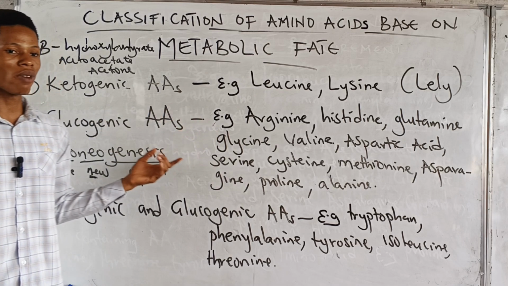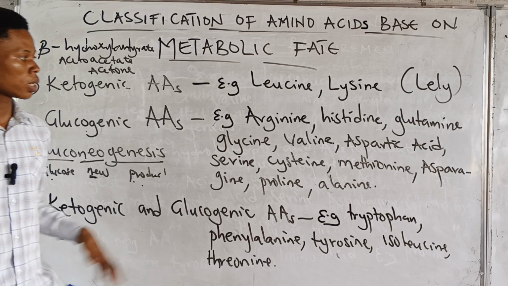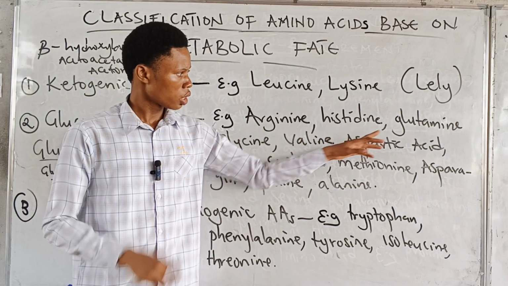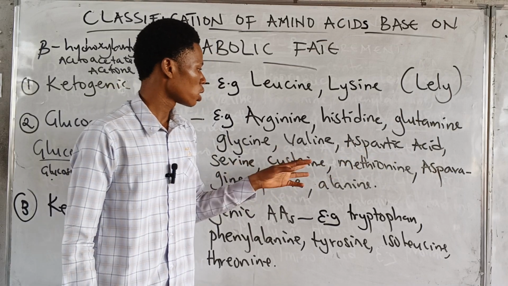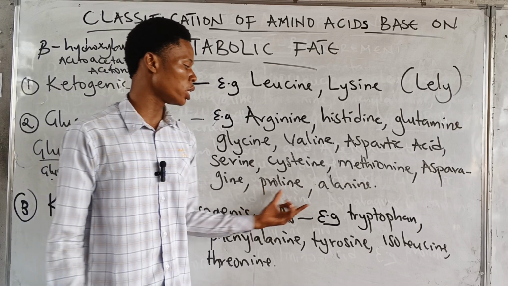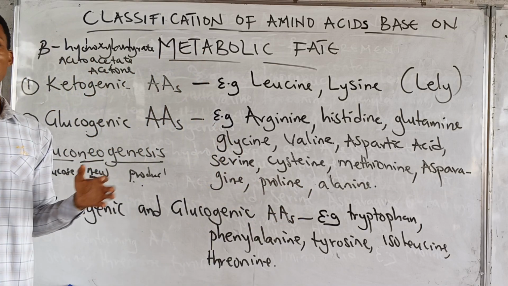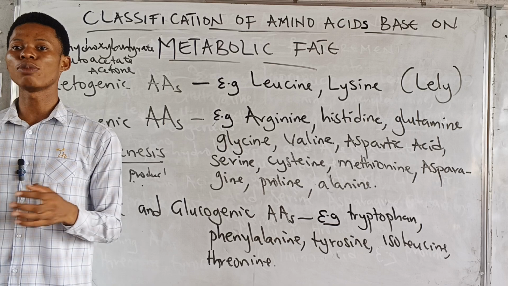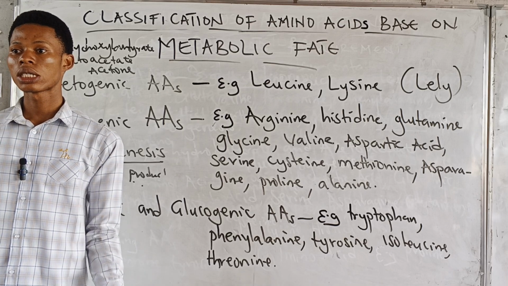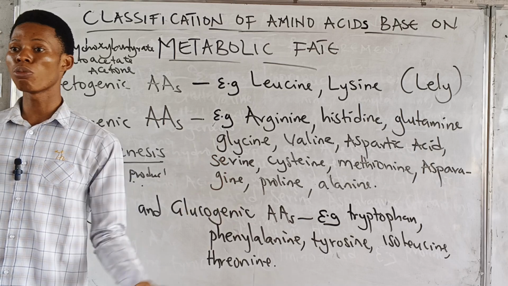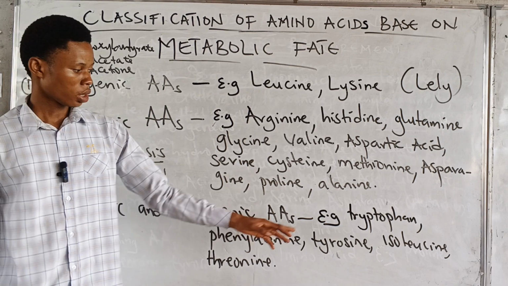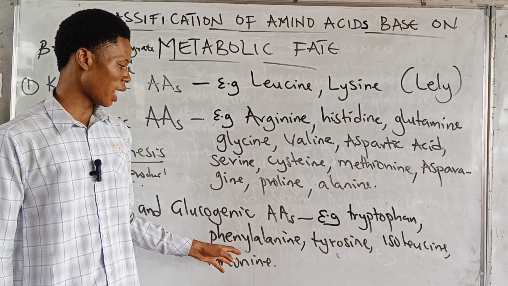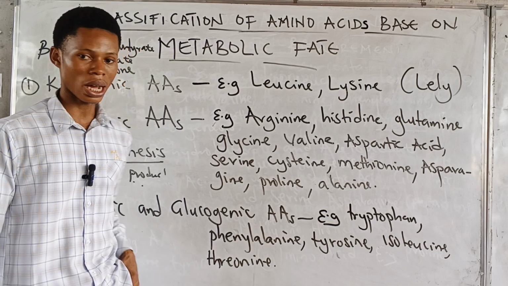The amino acids that can be converted to glucose, the glucogenic amino acids, are arginine, histidine, glutamine, glycine, valine, aspartic acid, serine, cysteine, methionine, asparagine, proline, alanine. There is also a third class of amino acids that can be converted to both ketone bodies and glucose. They fall under both. They are tryptophan, phenylalanine, tyrosine, isoleucine, and threonine.